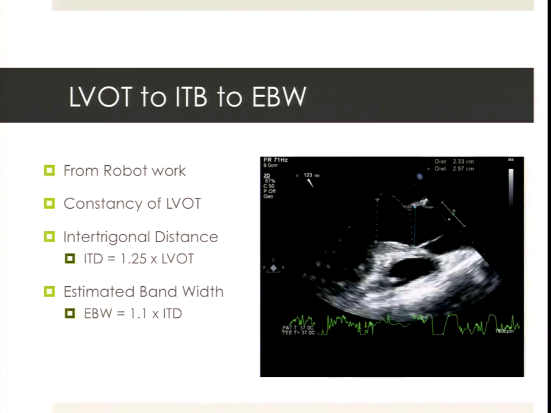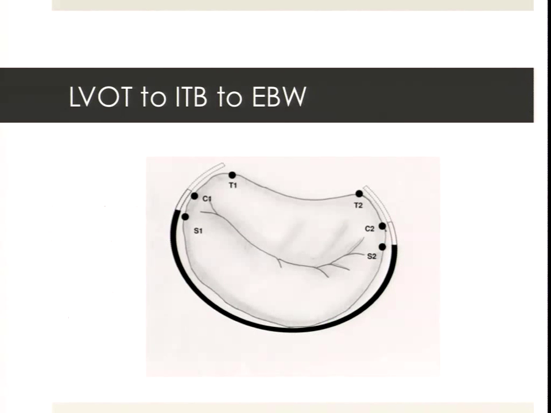Now, the LVOT is a fairly constant measure. You see that in the continuity equation with the AVA. So if someone's LVOT diameters change between various measurements, it's probably just wrong. The LVOT doesn't tend to change, and the constancy of the LVOT relates to the intertrigonal distance, and from that you can estimate the estimated bandwidth. That's quite useful when you're thinking about undersizing in particular, so you get an idea of what ring they should probably be at, and how much room you've got to move when you're thinking of undersizing and what that might do.